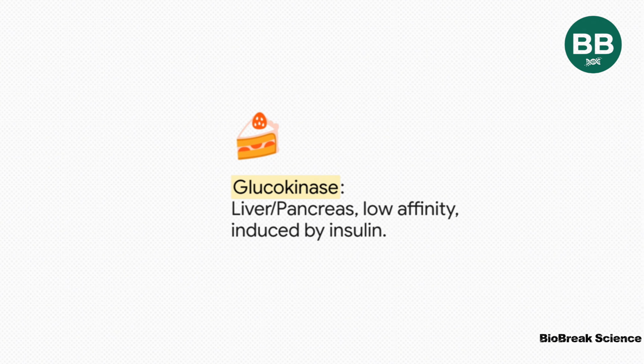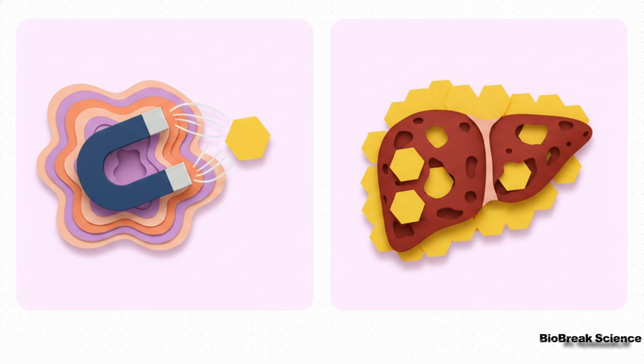Glucokinase? Yep. Think of glucokinase as hexokinase's liver-specific cousin. It has a low affinity for glucose, so it really only kicks into high gear when blood sugar is surging, like right after you eat a big meal. It helps your liver soak up all that extra glucose to store it for later.